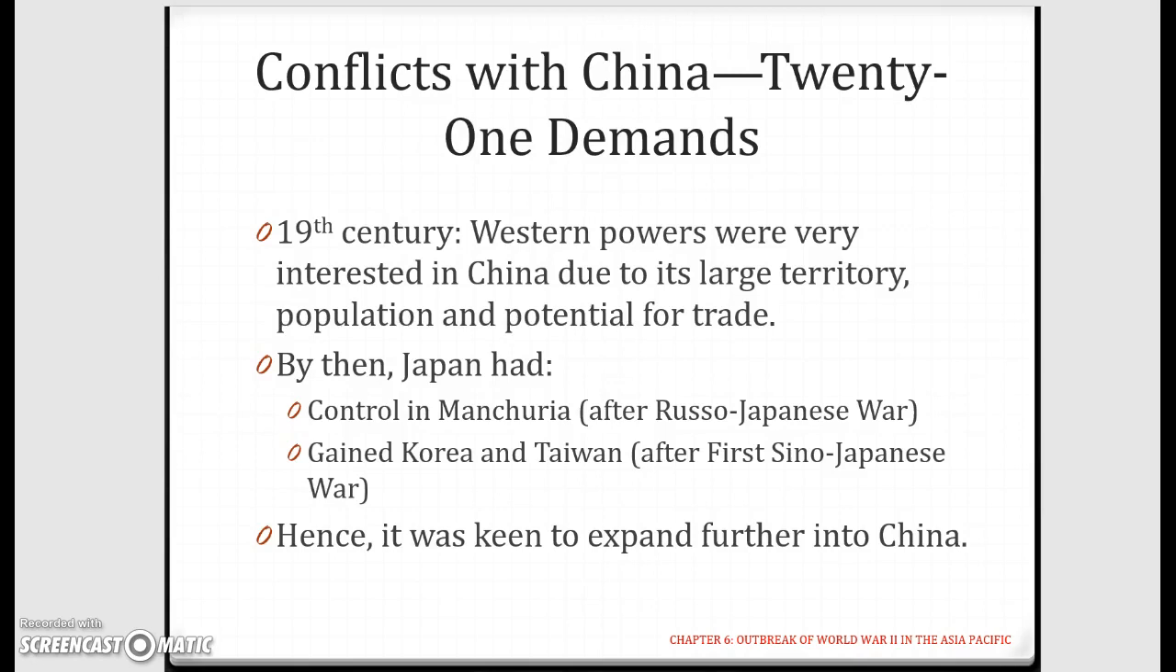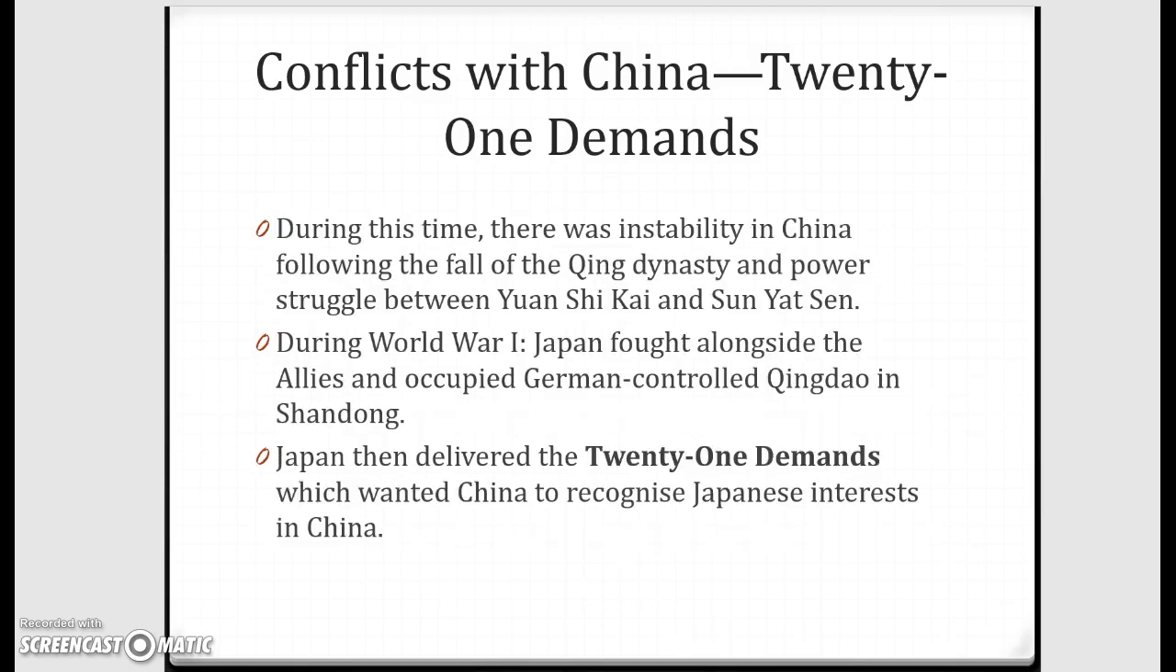Okay, so Japan already had control of Manchuria, and they also have Korea and Taiwan. So again, chronologically, this is going to fall in after the Russo-Japanese War. Okay, and at the time of the 21 Demands, there was instability in China. If you know a little bit about China history, it was the fall of the Qing dynasty. That means to say it was the last emperor, and there was a power struggle. Is it? No, Yuan Shikai and Sun Yat-sen.